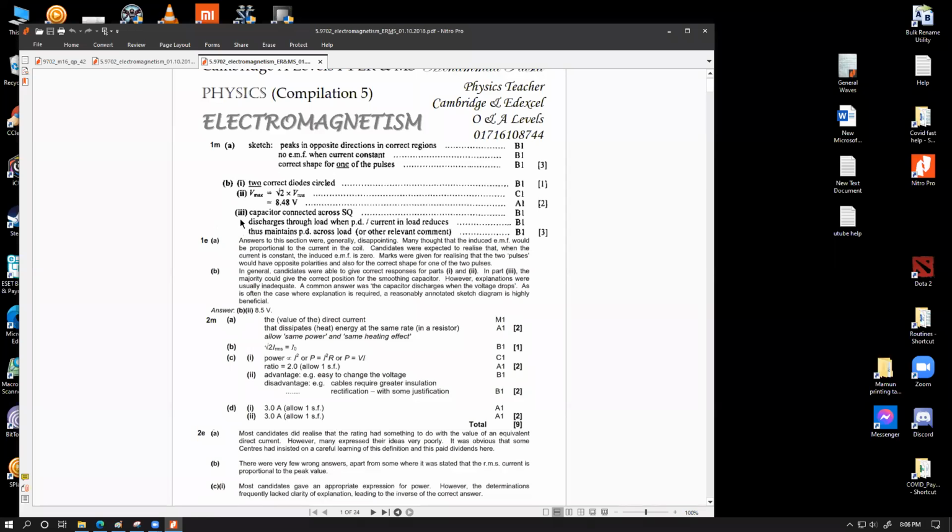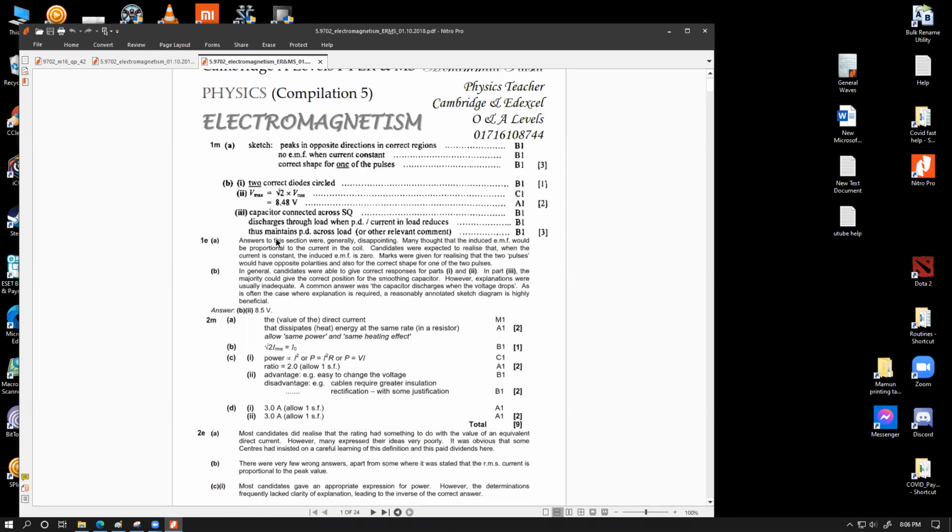1b3 তে, capacitor connects excuse reduces to load when current in load decreases, just the maintenance PD across load, or other relevant comments. Okay, they have used the maintenance PD over here. This actually is a pretty old mark scheme. I think this is June 12 or something like that. Sorry, June 02 or 03. You can see the writing over here. This was an image crop.